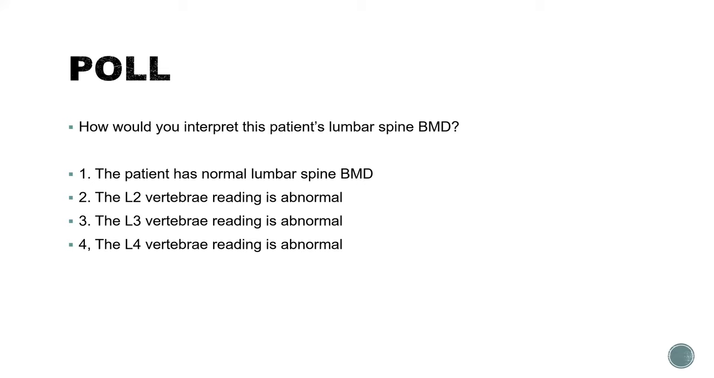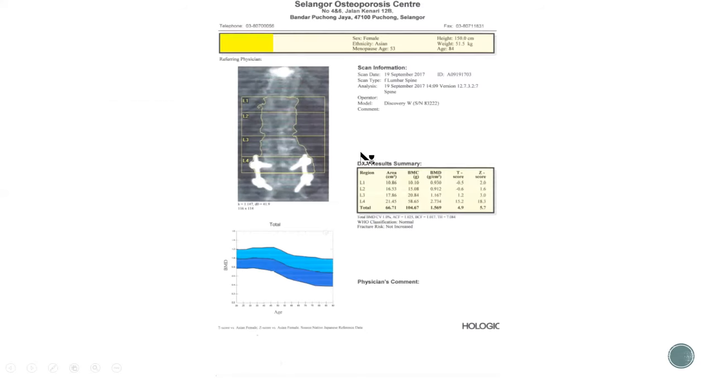Okay, so some of you thought that the patient had normal bone density, but the majority of you, although not more than half, said the L4 reading is abnormal. Okay, so let's stop sharing there. Okay, can we move on the slide? Okay, so L4 is abnormal.